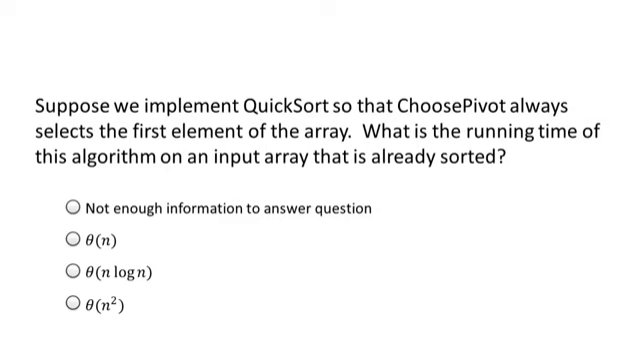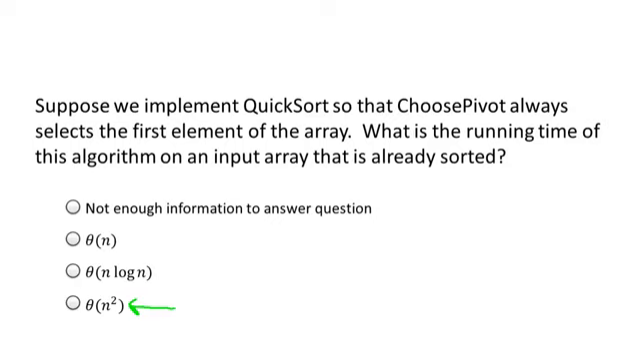Okay, so this is a slightly tricky, but actually a very important question. The answer is the fourth one. It turns out that quicksort, if you pass it an already sorted array and you're using the first element as pivot element, runs in quadratic time. And remember, for a sorting algorithm, quadratic is bad. It's bad in the sense that we can do better.